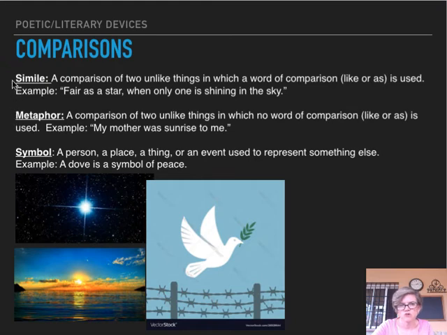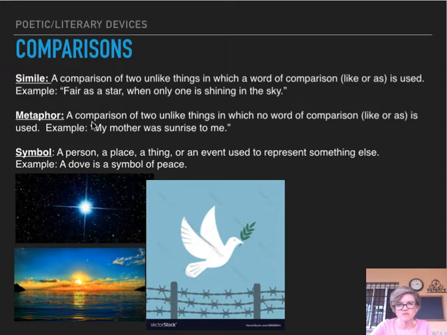Simile, you can spot a simile because it makes a comparison between two unlike things by using the word as or like. Okay, so my example here is "fair as a star when only one is shining in the sky." That's from the "She Dwelt Among the Untrodden Ways" poem by Wordsworth.